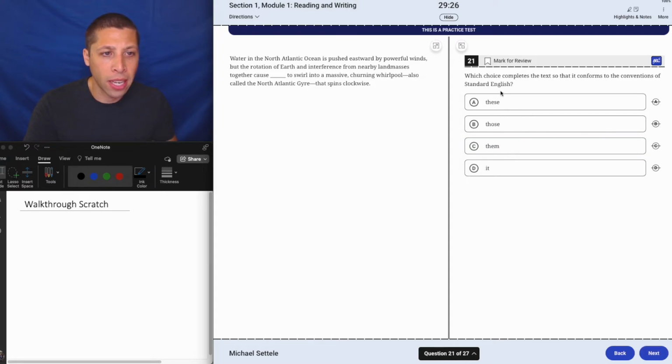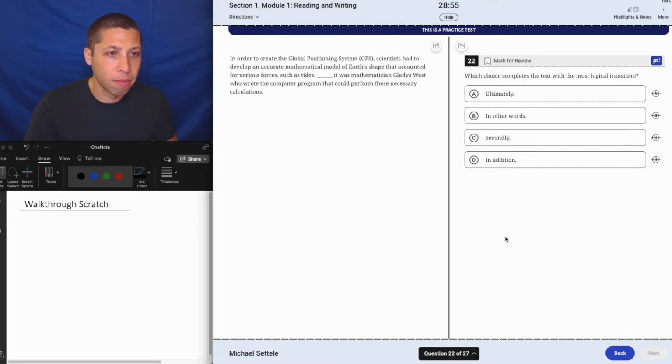Okay, this is about pronouns again, singular, plural. My guess is it's going to be this one, but let's take a look. Water in the North Atlantic Ocean is pushed eastward by powerful winds, but the rotation of Earth and interference from nearby land masses together cause it to swirl in a massive churning whirlpool, right? Because we're talking about the water. Water is pushed eastward. The rotation and interference from nearby land masses together cause it. It's not them, because it's not the winds that are becoming a whirlpool. I think it's it. Yep. Yes. Let's do it. All right.